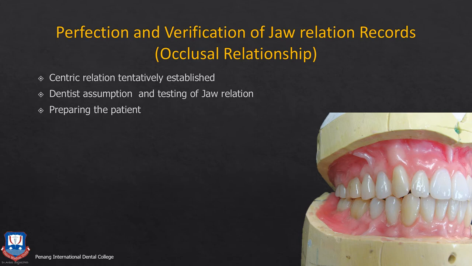Next, coming to the verification of the jaw relationship records. You need to verify the occlusal relationship, the vertical jaw relationship, and the centric or horizontal jaw relationship. So all these things are evaluated. There should be proper maximum intercuspation of the upper and lower teeth in centric relation. That is, centric occlusion and centric relation should coincide with each other. There should not be any slide. When the patient closes, there should be maximum intercuspation.